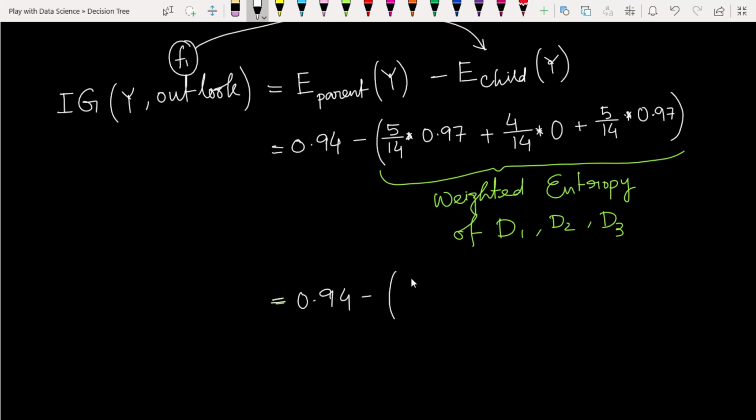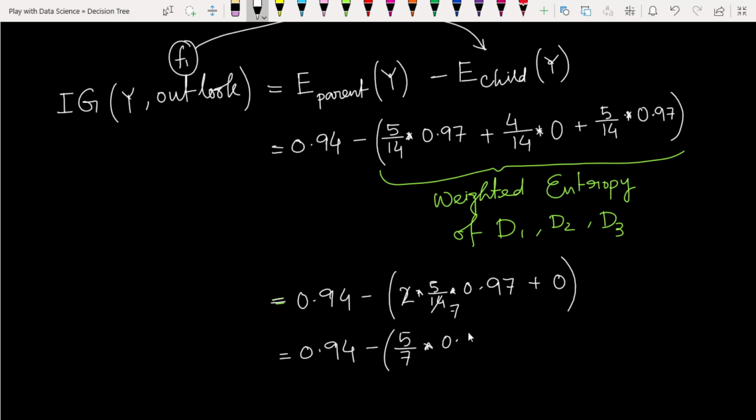0.94 into 2 by 5 by 14 into 0.97 plus 0. So what will be the value here? 7. So this value will be 5 by 7 into 0. Just calculate it yourselves. I am not calculating it here.